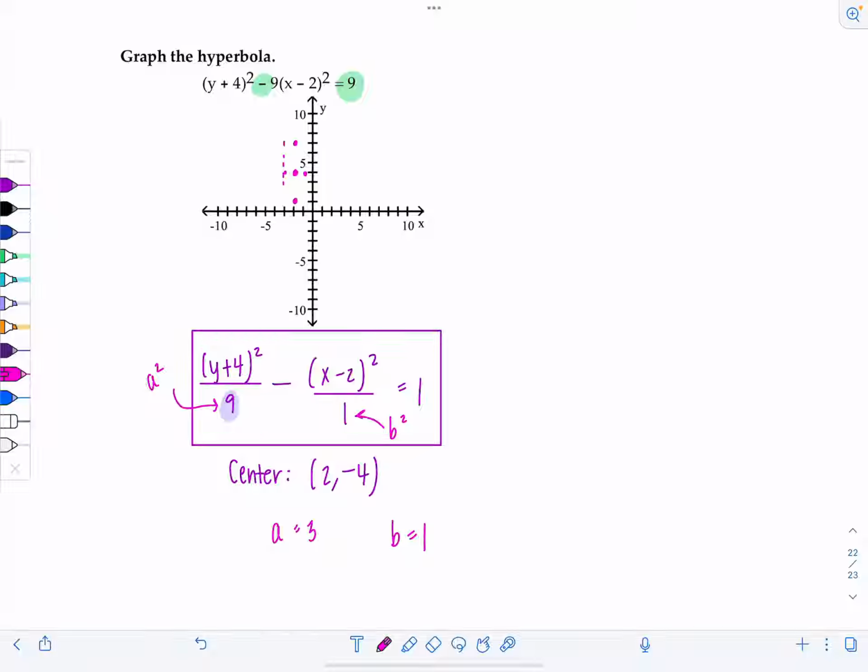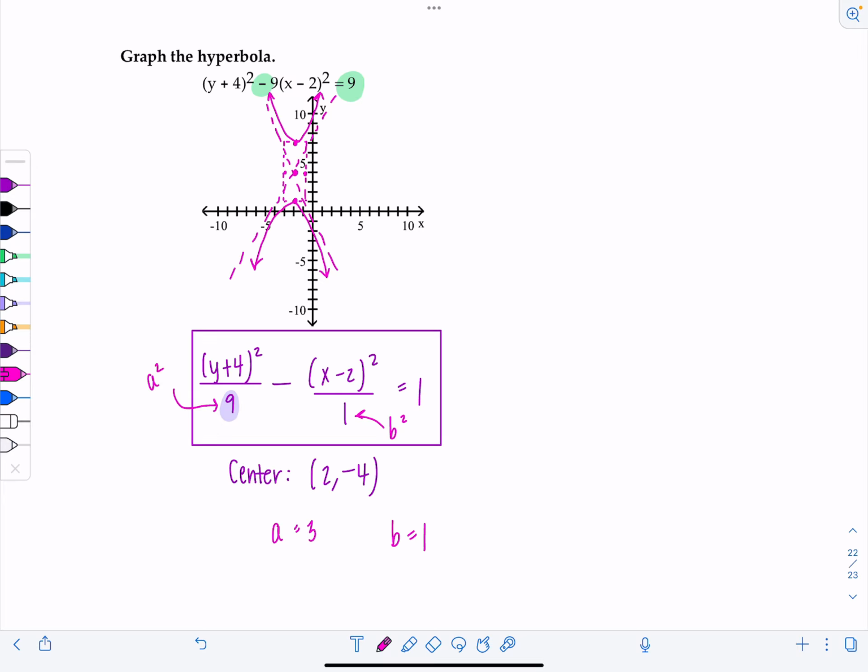Then you make your fundamental rectangle. Then you make the asymptotes through the diagonals. And in this case, since the y squared term is positive, this hyperbola opens up and down, up and down, like that.